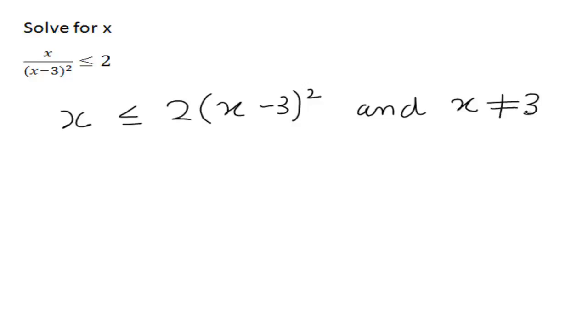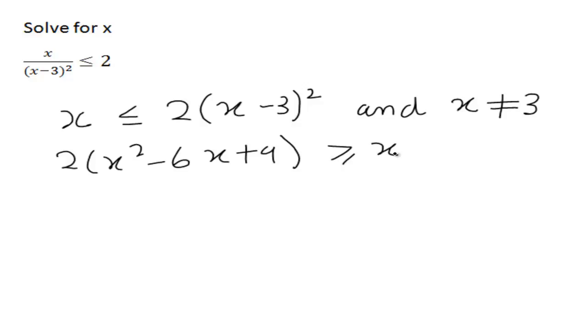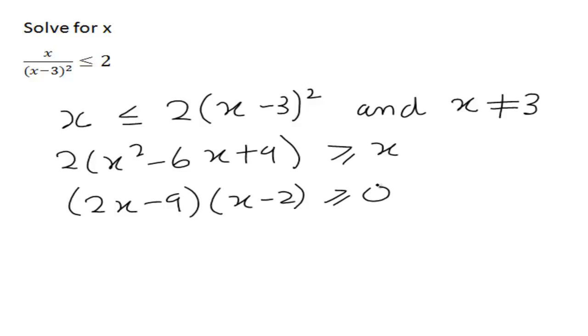And here now, solving this inequality, we notice that you got 2 into x squared minus 6x plus 9 is greater than or equal to x. And when we take x to the left hand side and factorize, we get 2x minus 9 into x minus 2 is greater than or equal to 0, and we end up with x is less than or equal to 2, or x is greater than or equal to 4.5, or 9/2. Now you will notice that the 3 is in between, so there is no need to consider that.